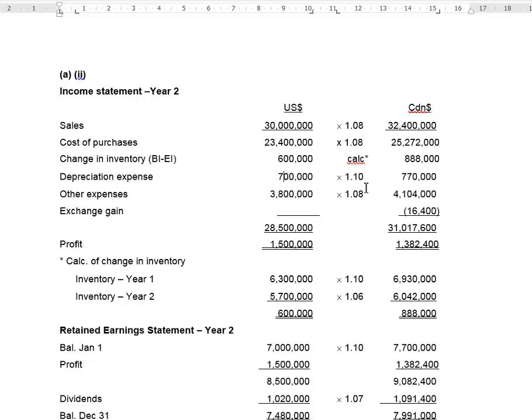Your depreciation expense here, now we do have some depreciation expense, which is on the income statement here. They give us that. So they told us that that depreciation expense is how much? 700,000. Notice it wasn't part of the other expenses we said before. It's separate. So we're going to translate that at 1.10, which is the historical rate to the consolidated entity. And that's going to give us 770,000.